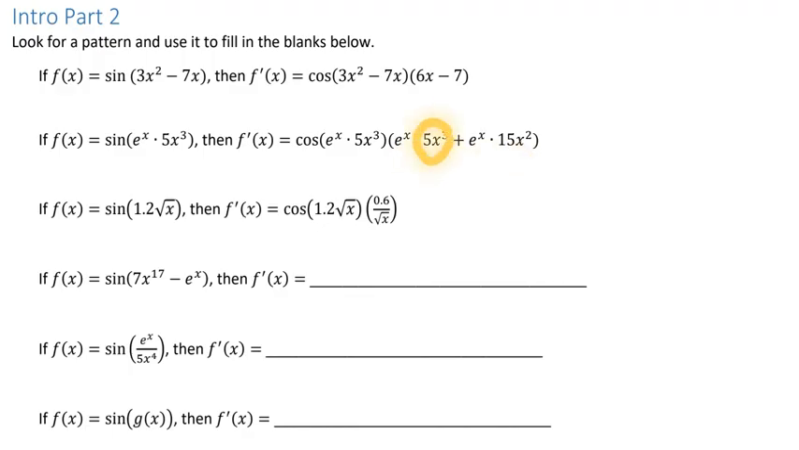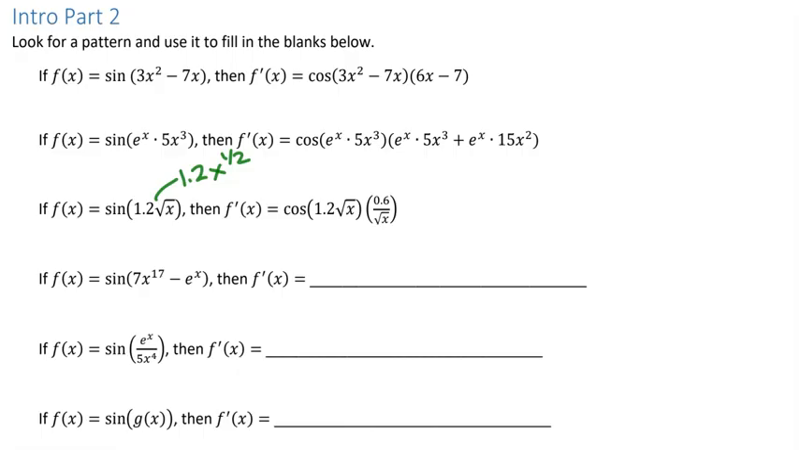We're seeing the second multiplied by the derivative of the first, plus the first multiplied by the derivative of the second. And then in this last one, the derivative of 1.2 root x, we would think of as 1.2x to the 1/2. When you drop the 1/2 down in front, you'd get 0.6, and then the new power would be x to the negative 1/2, which is the same as root x in the denominator.